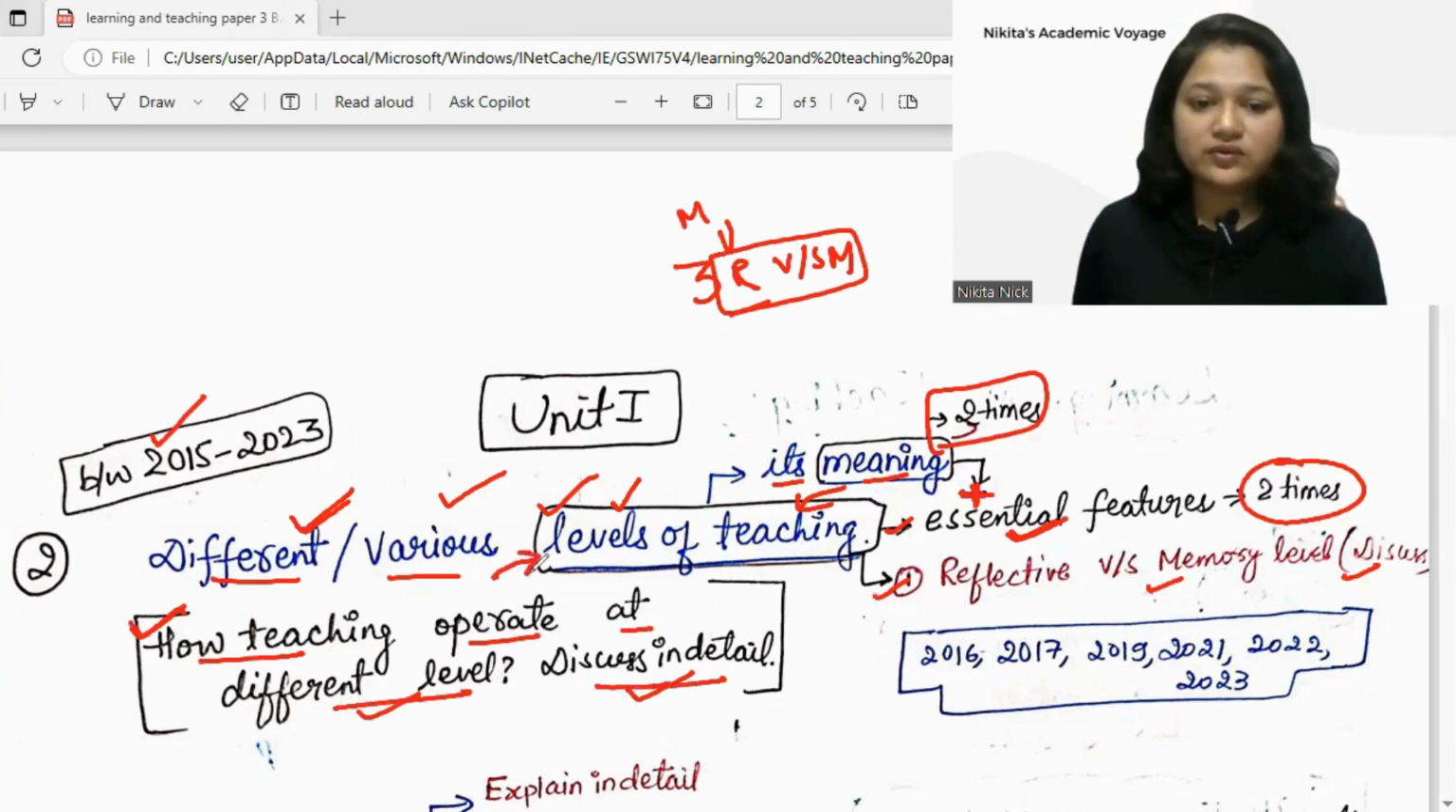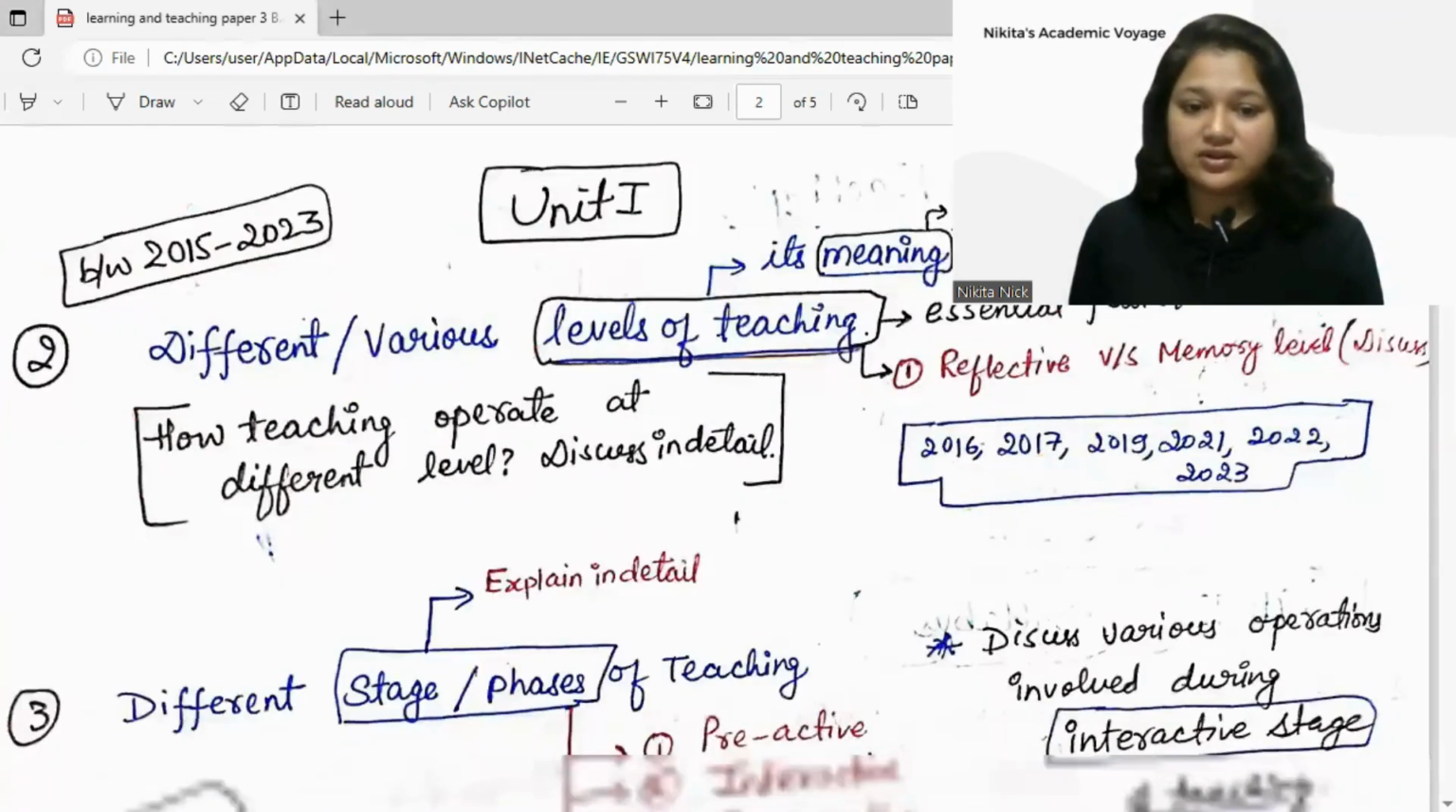Again, the same kind of question: different or various levels of teaching, you have to answer. This has been asked 1, 2, 3, 4, 5, 6 times. So 6 times this question has been asked, so this is also important. You have to grasp the concept related to levels of teaching.